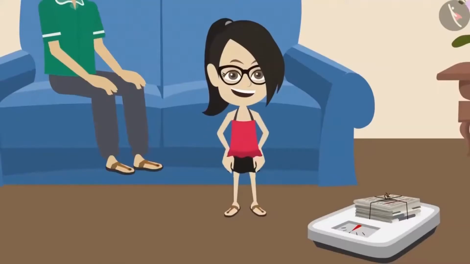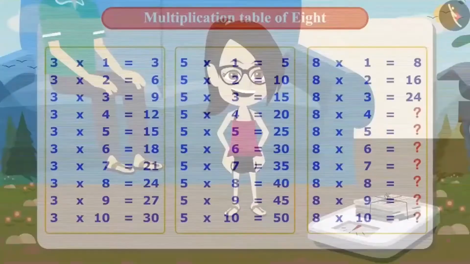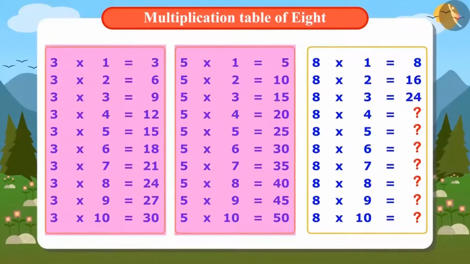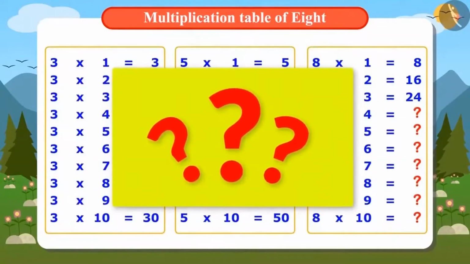Vandana has understood how to find the multiplication table of 8. Did you think of the same method? Vandana is trying to find the table of 8 with the help of multiplication tables of 3 and 5. Can you find the table of 8 from any multiplication table besides these?